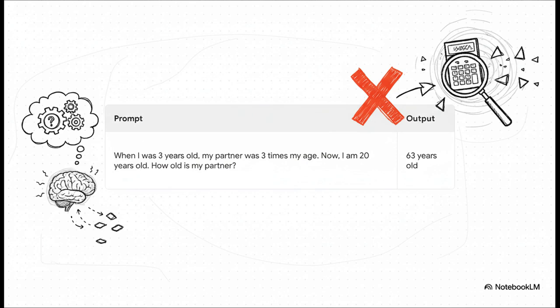If you just throw that at an LLM, it'll often just mess it up. Like here, it came back with 63. It just kind of latched onto the numbers 20 and 3 and did some bad math. It's taking a lazy shortcut instead of actually thinking.